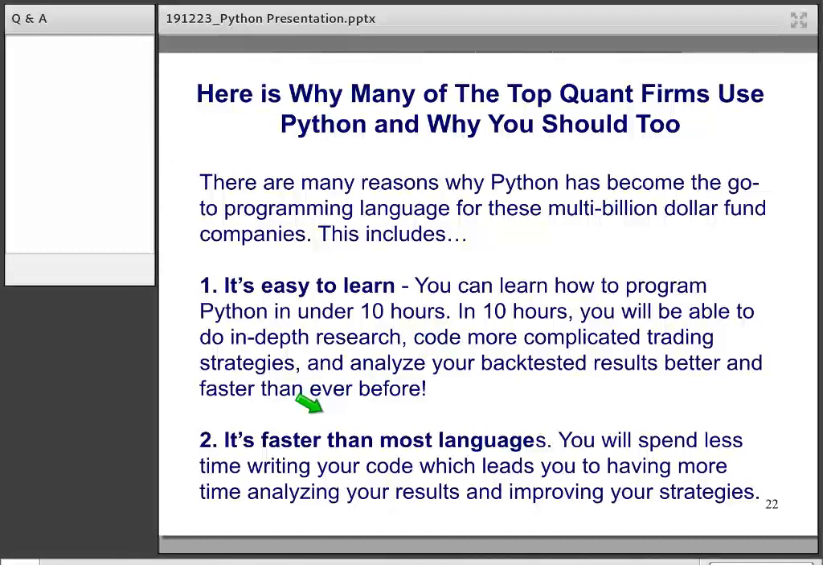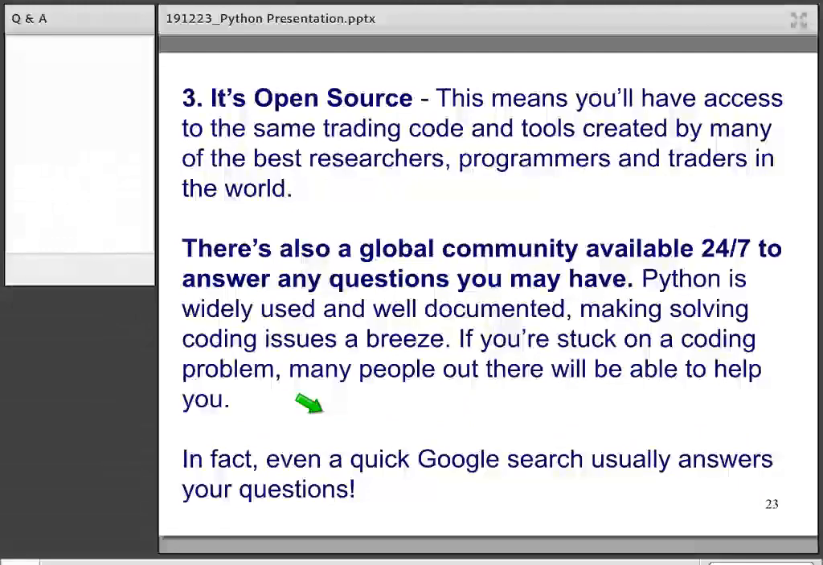Number two, it's faster than most languages. What this means is you'll spend less time writing your code, which leads to you having more time analyzing your results and improving your strategies. Number three, very important, it's open source. What this means is you'll have access to the same trading code and tools created by many of the best researchers, programmers, and traders in the world.